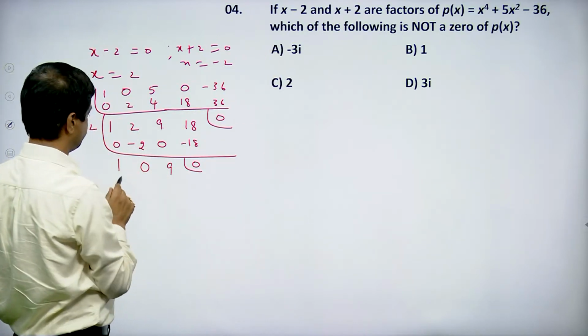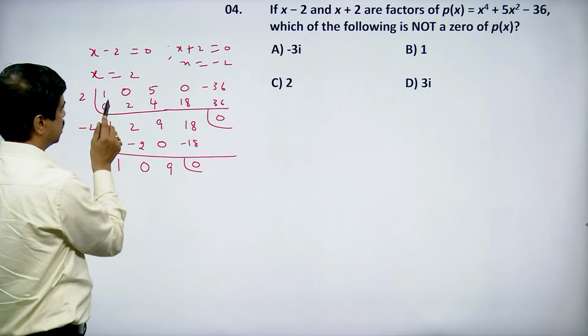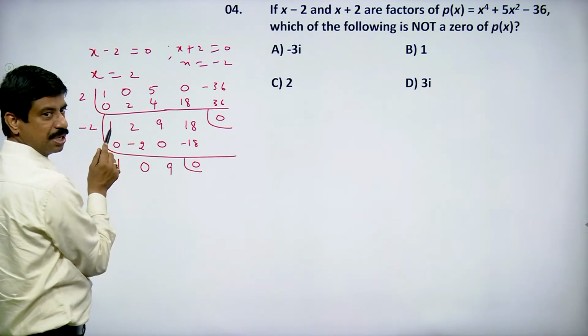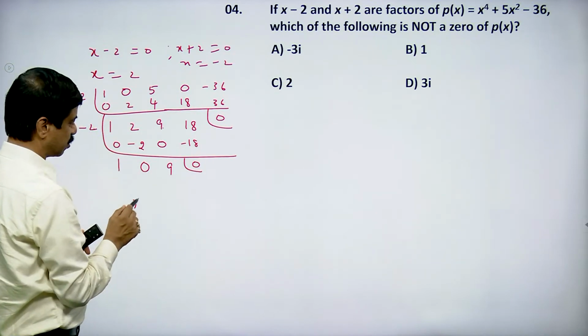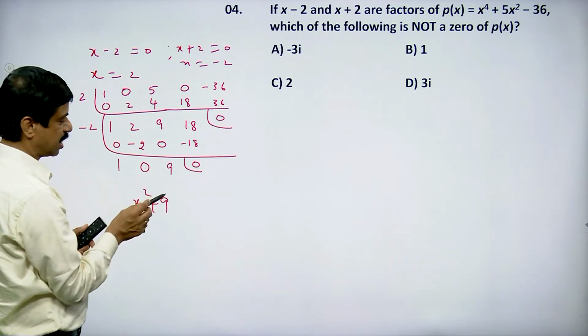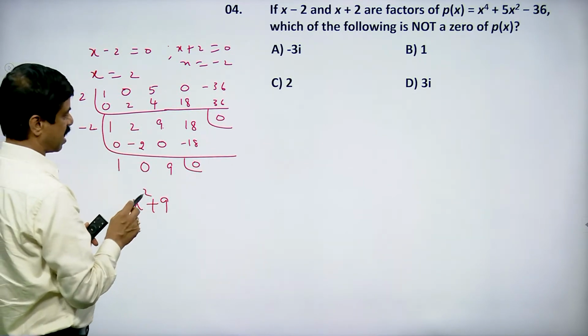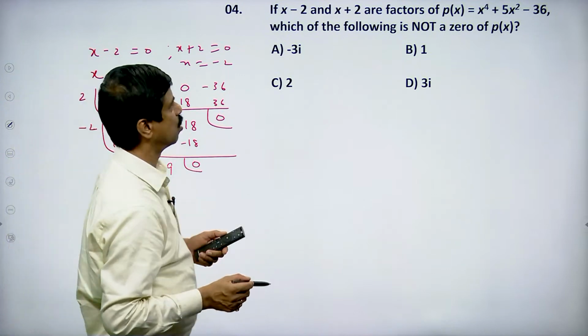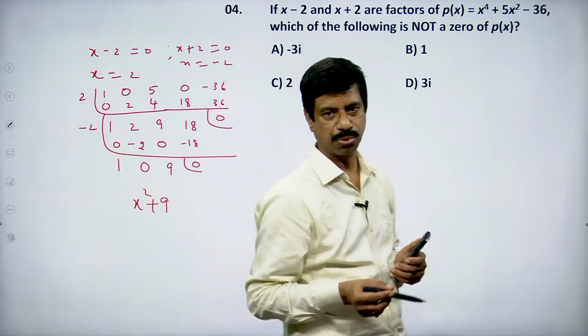Therefore, having divided, we are getting the answer as: x power 4 becomes x cube, x cube becomes x square. So, x square plus 9 you will get. 0 into x, not there. So, therefore, x square plus 9 has no real roots, only complex roots.